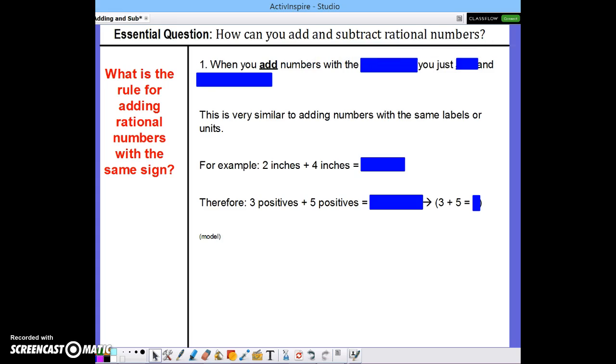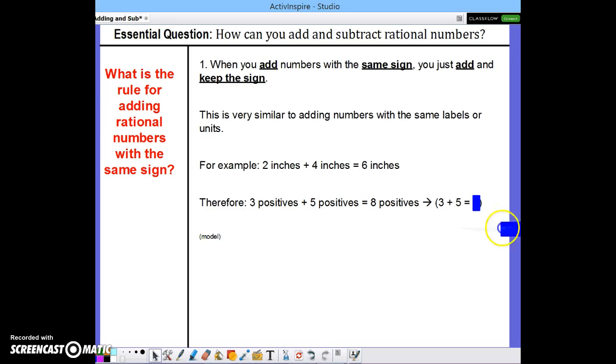It says, when you add numbers with the same sign, you just add and keep the sign. This is very similar to how we add numbers with the same labels or units. For example, 2 inches plus 4 inches equals 6 inches. Therefore, 3 positives plus 5 positives is 8 positives. So we can see that expressed over here in the equation, 3 plus 5 equals 8.